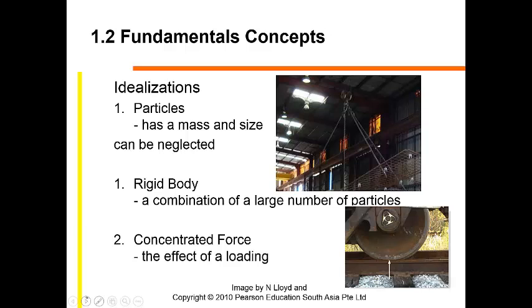Another idealization that we make is that of a concentrated force. The effect of a concentrated force is considered to be acting at a single point. If we consider this steel rail and a steel wheel sitting on the rail, we would consider that force to be transmitted through one single concentrated point. In reality, there is a physical dimension to the contact surface of the rail and the wheel, but we idealize this to be a single point load.